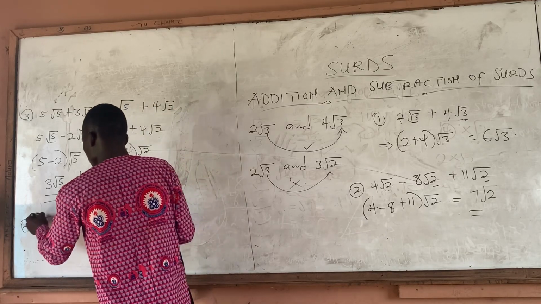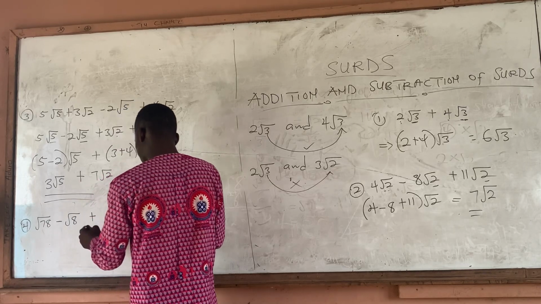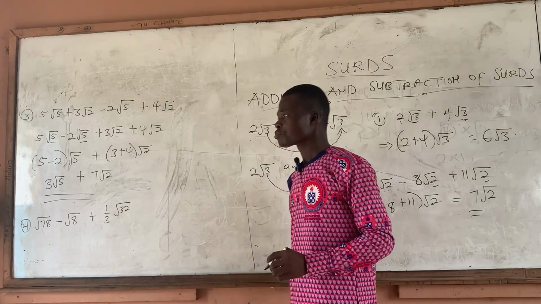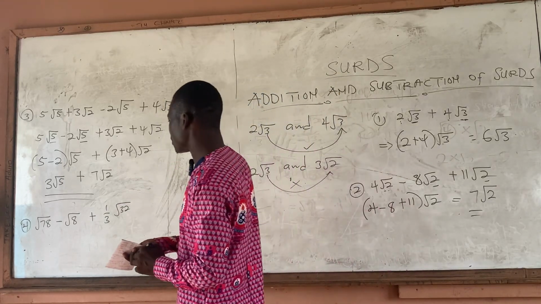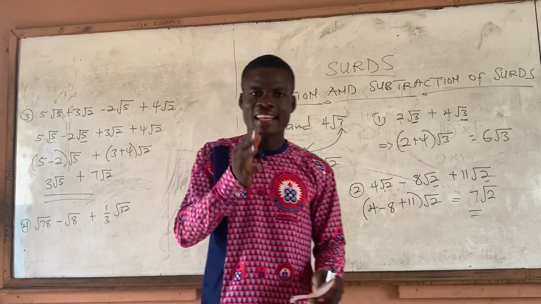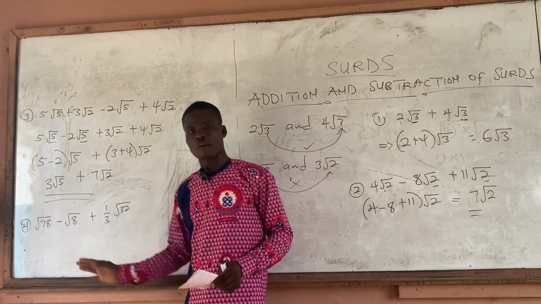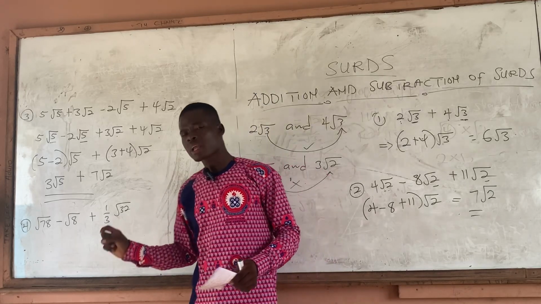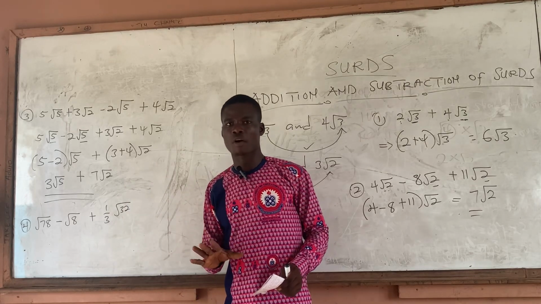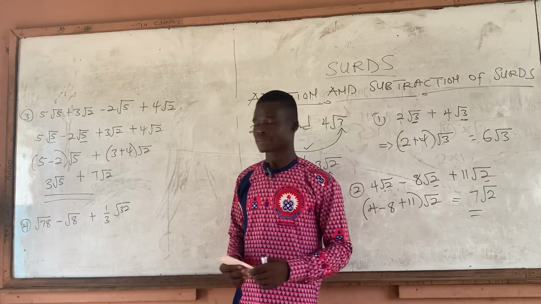Now let's quickly move on to simplify example number 4. Suppose we have root of 72 minus root of 8 plus 1/3 of root of 32. In this case, we have to take our time and simplify. Check the numbers under the radical sign. Are they in their basic form? We can clearly see that they are not. So we have to simplify or reduce them to their basic form before we can add or subtract. Now let's perform that task.